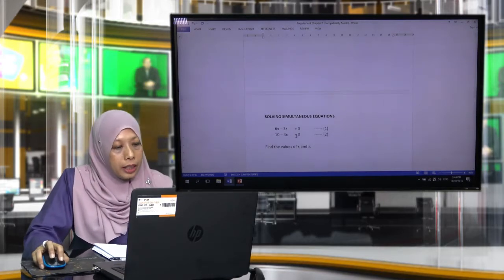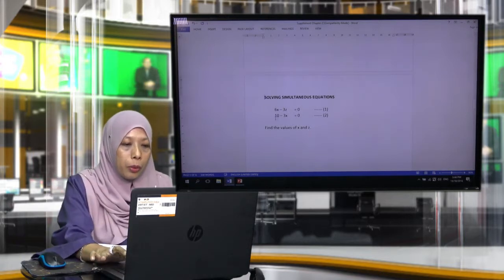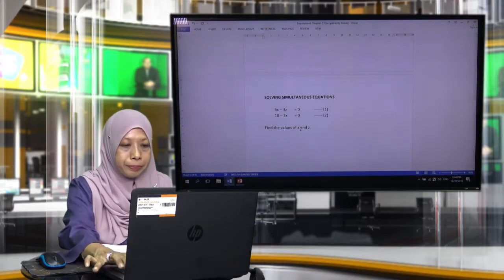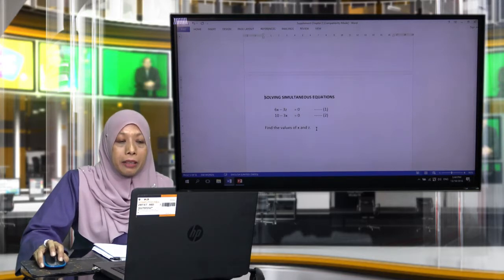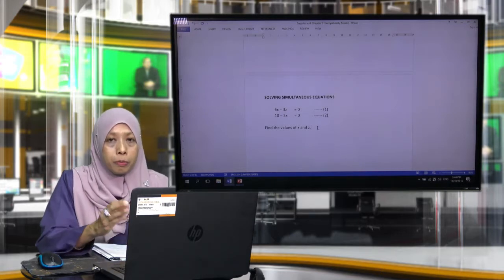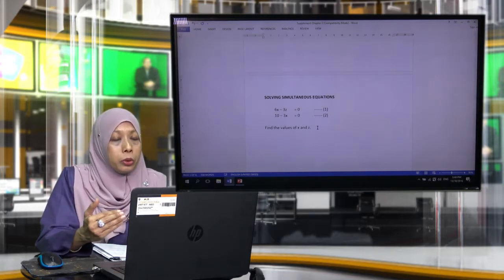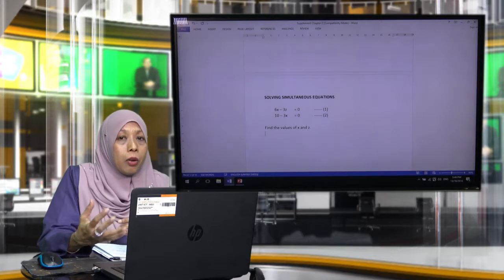Let me show you in detail how we solve simultaneous equations. We're still using the same example here: 6x minus 3z equals 0 and 10 minus 3x equals 0. You are asked to find the values of x and z. Because you have two equations, you cannot solve both at the same time. So what you need to do is reduce the equations into one. But the problem is, how are you going to do that?